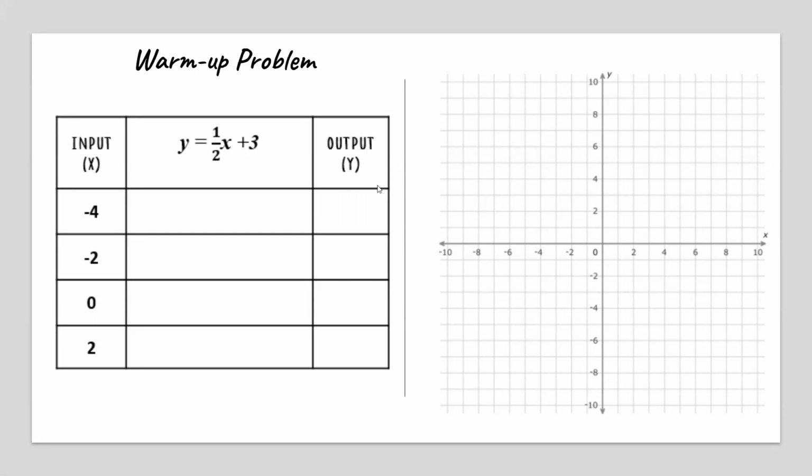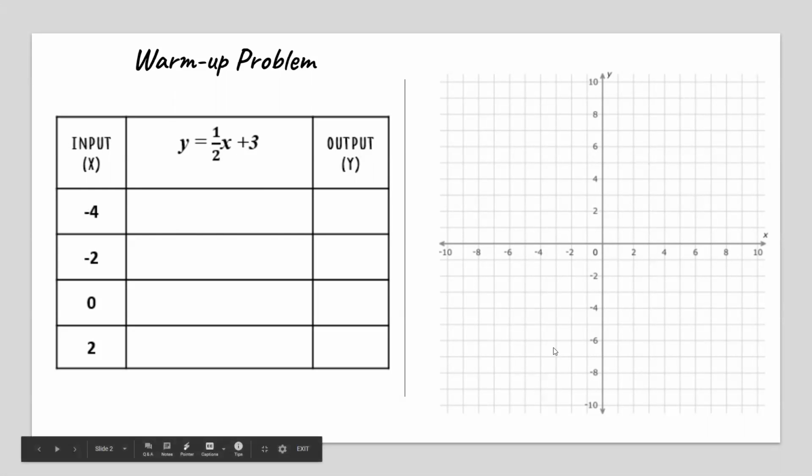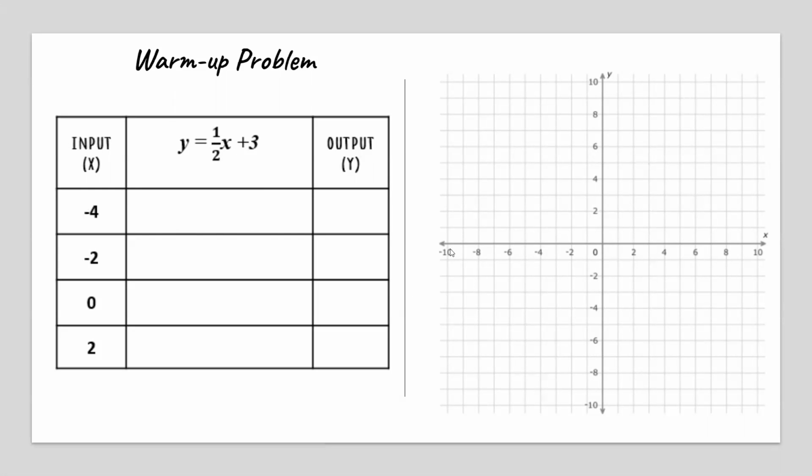It is just like what we were doing before. I've given you a table. So you've got your x over here, your input, and you're taking that and plugging it into your equation. You're going to be simplifying it, and that's going to tell you what your output is. After you're done with getting all of your x's and your y's, graph that problem and check your answer after.